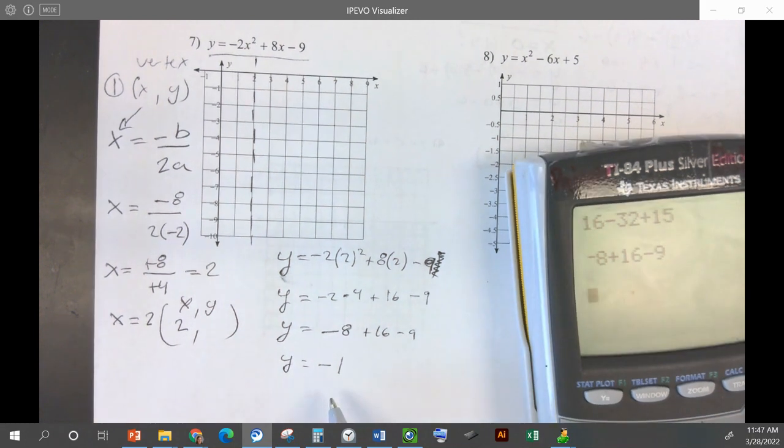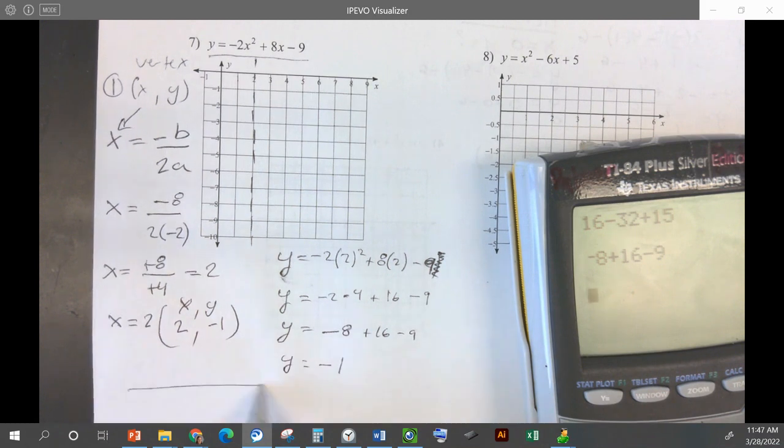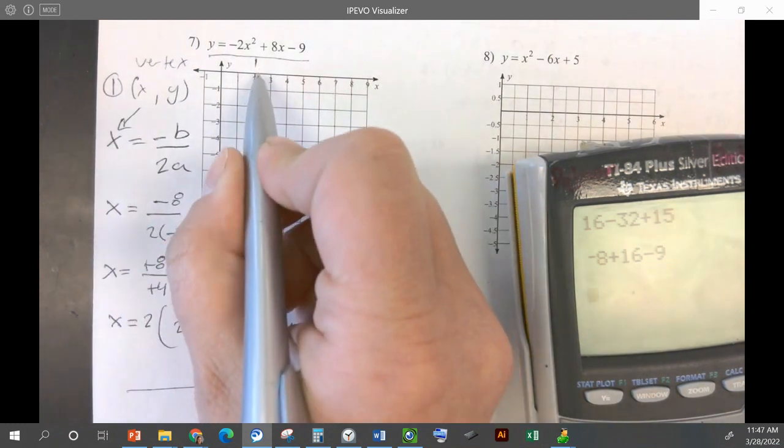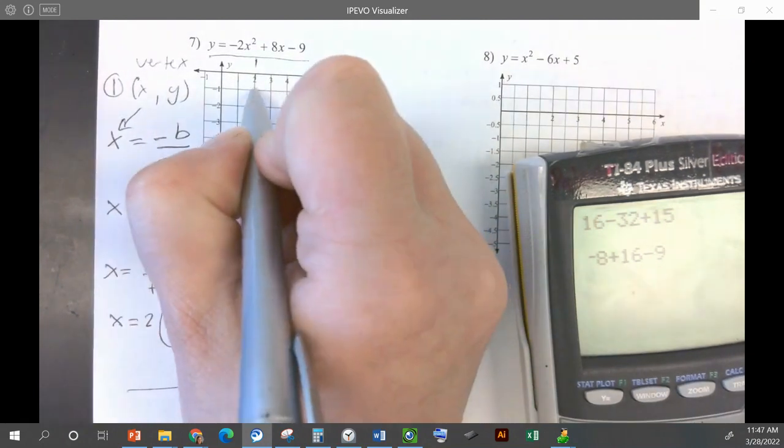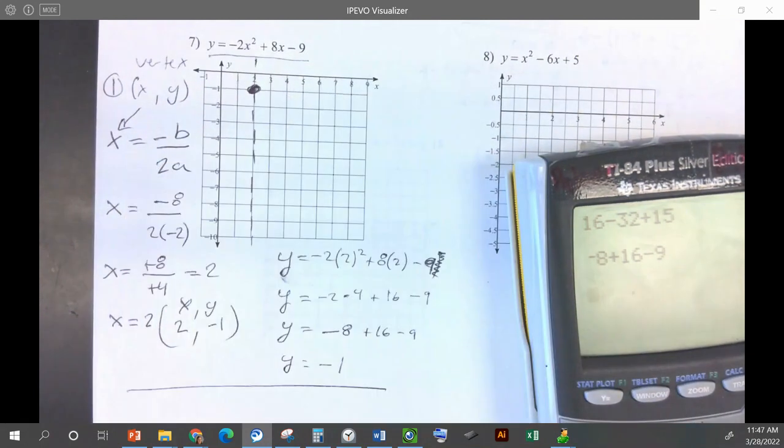So we found when x is 2, y is -1. Okay, what's the next thing that we need to do? So we found our vertex. We got 2, -1. There's our vertex. What do we do next?